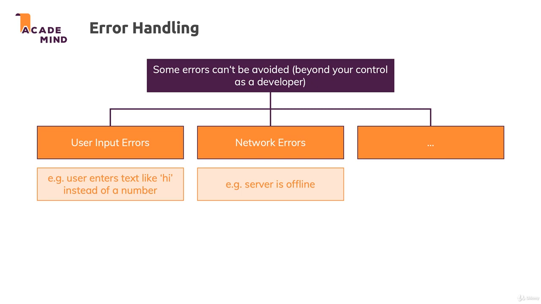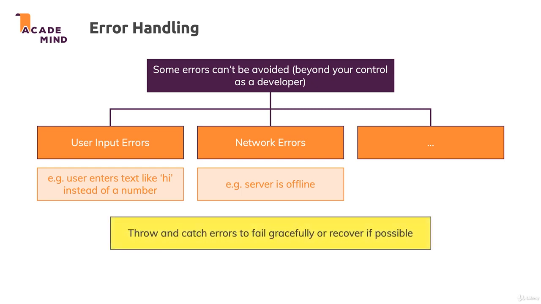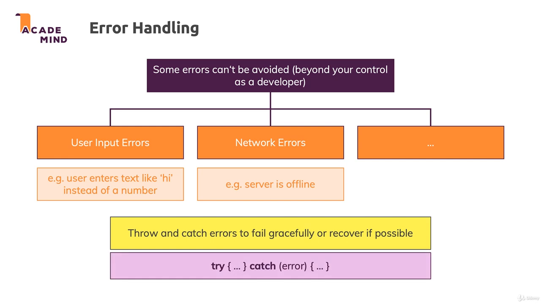So the best you can do in these cases is that you throw your own errors and catch errors to fail gracefully, which means maybe at least show the user a nice error message, or in the best possible case, maybe you can write some fallback code so that you can recover and you don't even need to show an error message to the user. And you can do that with try catch, another control structure which JavaScript exposes to you that allows you to try a certain code which might fail, and then catch potential errors thrown in that code to then do something with them, or to do something in the case that such an error occurred.